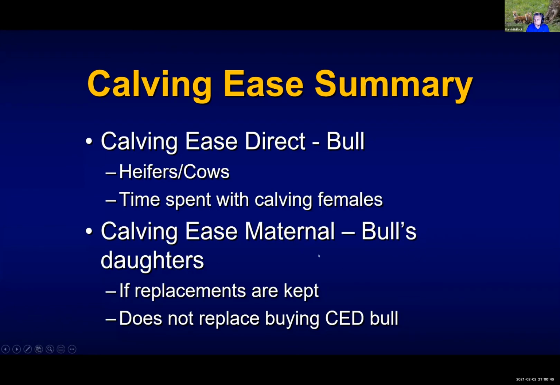Calving ease maternal, on the other hand, is giving you an indicator of that bull's daughters. So if you're keeping replacements back, then higher values mean that bull's daughters will be easier calvers. But the bull you're buying to breed to those heifers still needs to be an adequately calving ease direct bull. You can't say, well, I'm using calving ease maternal to make my heifers easier calvers, so I don't have to worry about the calving ease of the bull I'm going to breed to them. That's not correct either. So make sure that you utilize both of these tools.